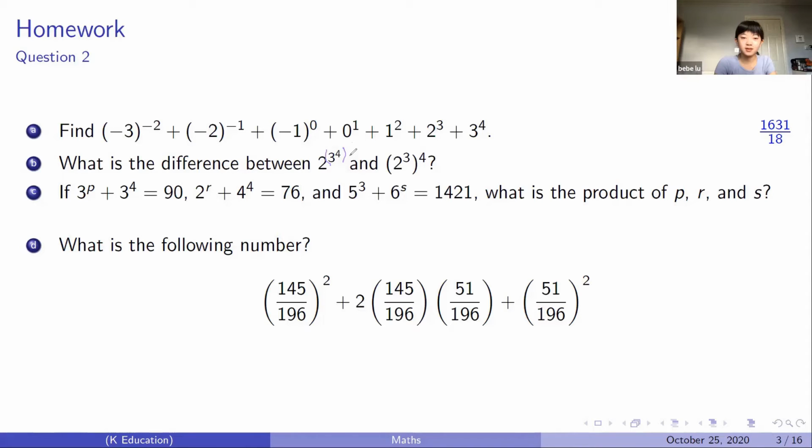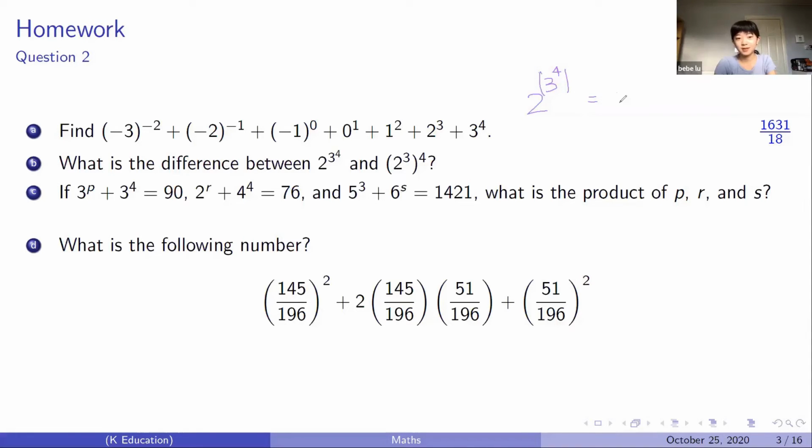Is it? I don't know. So what is, okay, maybe I should explain. This is 2 to the power of 3, but the 3 is raised to a power of 4. Oh, that makes more sense. Right, so if I put a bracket here, what is 3 to the 4? Do you know?